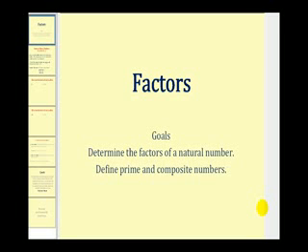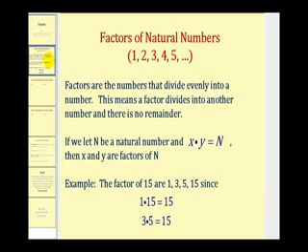The goals of this video are to determine the factors of a natural number and also to define prime and composite numbers. First, the natural numbers, often called the counting numbers, is the set of numbers that we see listed here: 1, 2, 3, 4, 5, and so on.